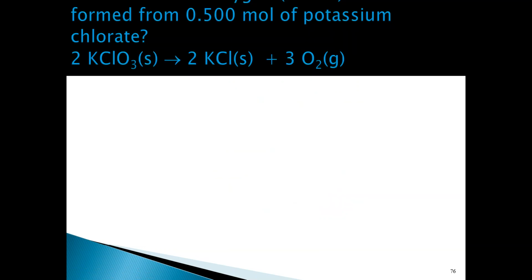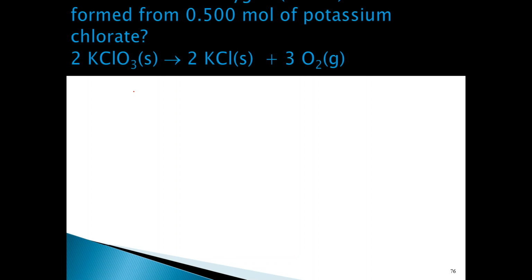Okay, so here's an example. It says here, what is the volume at STP that can be formed from 0.500 moles of potassium chlorate? And they gave you the balanced equation. Of course, I would advise you to check to make sure that the equation is balanced. If the equation is not balanced, then you have to go ahead and balance it.